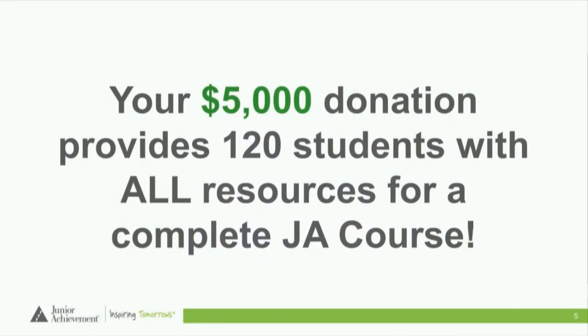start at a high number and work our way down. All we can ask is that you give at a level that is meaningful to you, and realize that all your donations are going to go directly into programming with Junior Achievement. Our first level tonight, and you can give at any level that you wish, is at $5,000. An example of what $5,000 can do is provide the resources for 120 students for a complete Junior Achievement course.